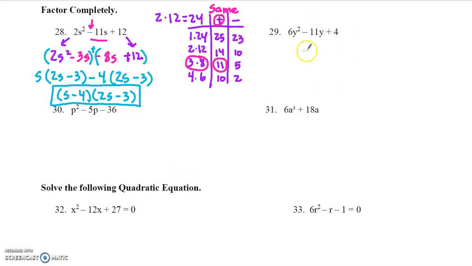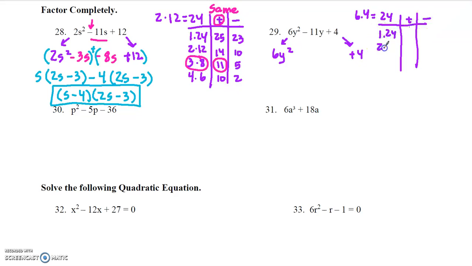Again, I don't have a greatest common factor. I can't do grouping because I don't have 4 terms. I do have a trinomial with a lead coefficient. So again, I'm going to pull down or rewrite my first term. I'm going to rewrite my last term. And then those 2 numbers or coefficients, I'm going to multiply together. And again, that's what I'm going to factor. So, oh look, it's 24 again. So I have 1 times 24, 2 times 12, 3 times 8, and 4 times 6.